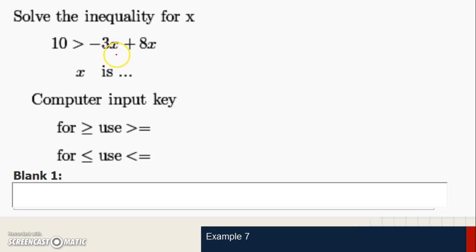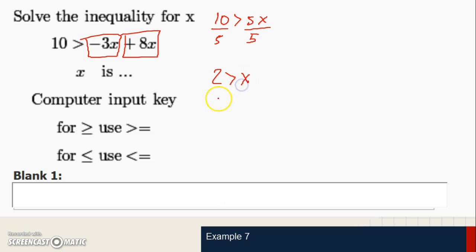This is a two-step inequality, so I'm going to go ahead and simplify. Anytime that you have multiple terms, you need to make sure that you simplify. So I have an x term here, I have an x term here. I need to make sure I simplify those, and I get 10 is greater than 5x. What's happening to x? It's being multiplied by 5. What's the inverse of multiplying by 5? Dividing by 5. So now I have 2 is greater than x. I need x on the left-hand side. So x is less than 2. 2 is bigger up here, 2 is bigger down here. This is the same, just rewritten. So x is less than 2.